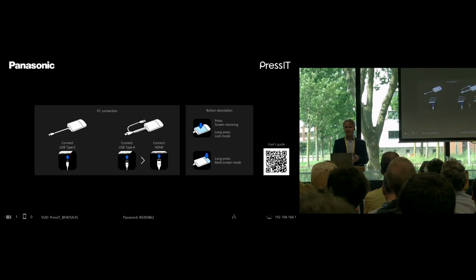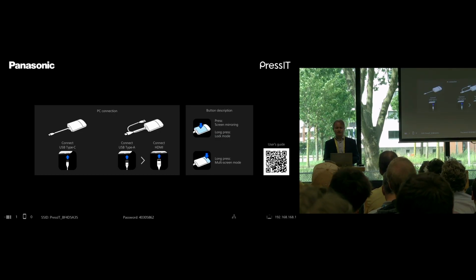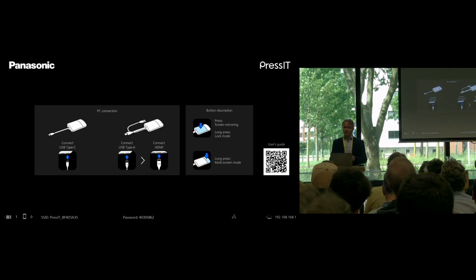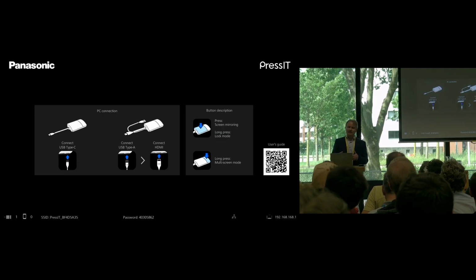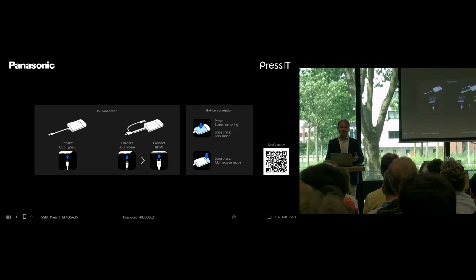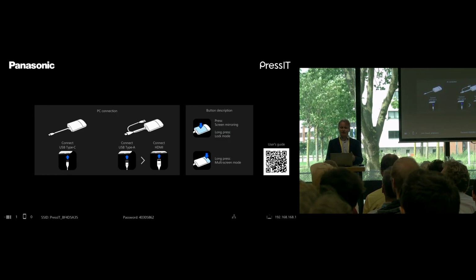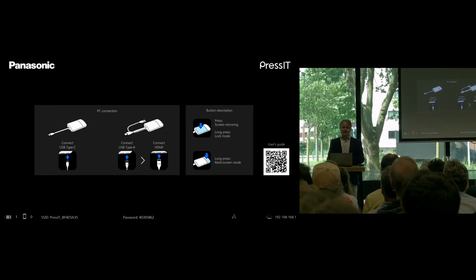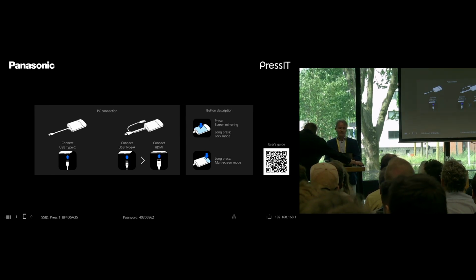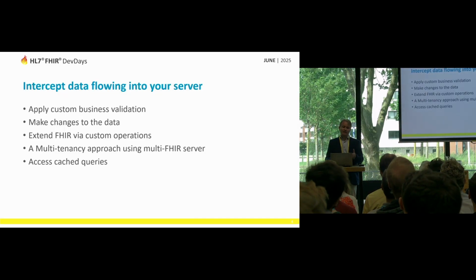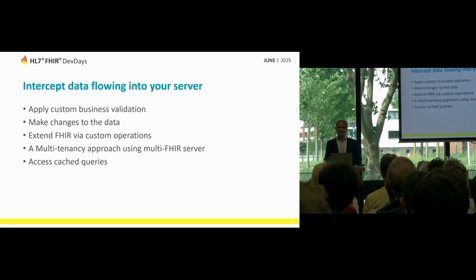So why might you want to intercept data flowing into your FHIR server? Now, a number of reasons that I'll go through, but there would be many custom reasons unique to your use case as well or to your business. So examples might be applying custom business validation before it reaches the FHIR server, making changes to the data, so making changes to the request body, the bundle or the resource before it reaches the FHIR server.